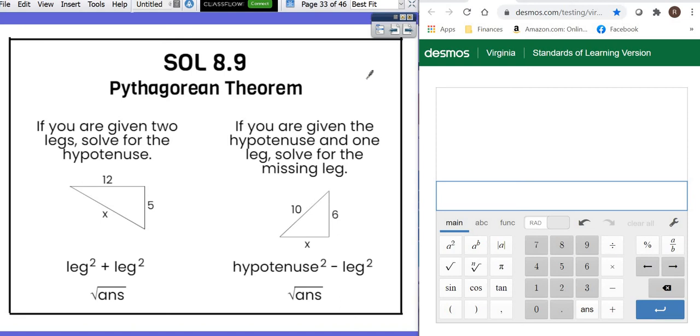All right, here we go. More Pythagorean theorem, but this time we're solving for a missing side. So what's important is if you're given two legs, you have to solve for the hypotenuse.